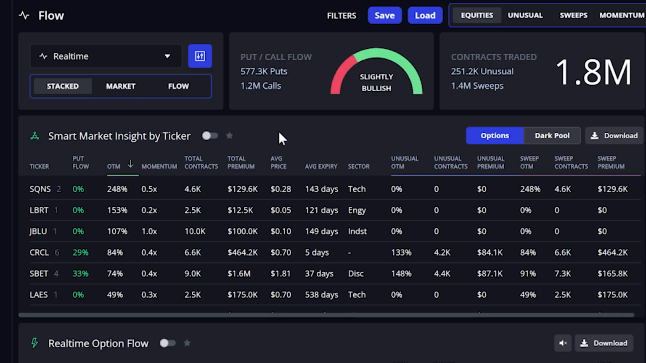This is aggregating all of the unusual options data for tickers that are experiencing multiple unusual options order trades, usually high out of the money or very aggressive sweep trades. So these are going to be basically your idea generation feed. So tickers that are experiencing the most unusual activity.